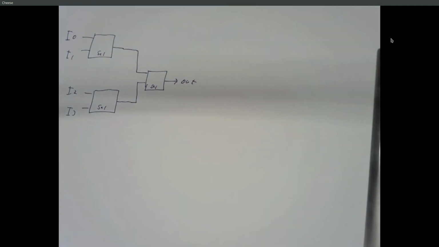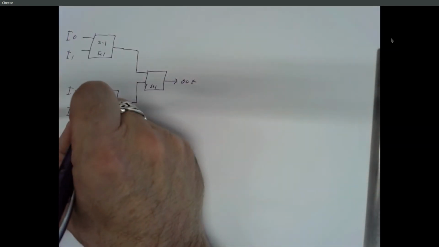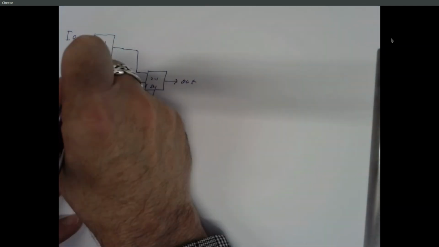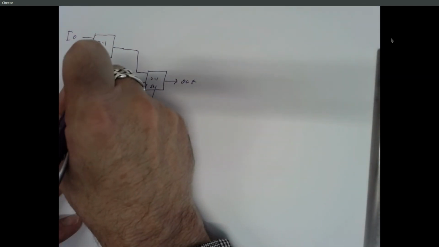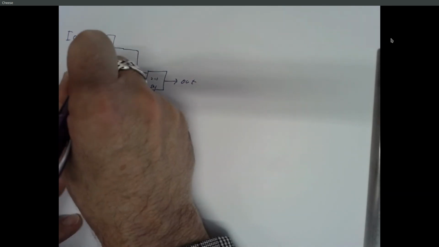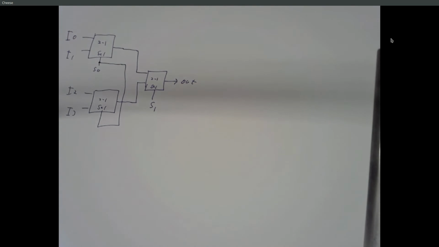So each of these is a 2-to-1 mux. Select bit 1 goes in here. Select bit 0 goes into both of these select inputs. And what's the idea here? We've got 4 inputs coming in. We have 2 select signals.